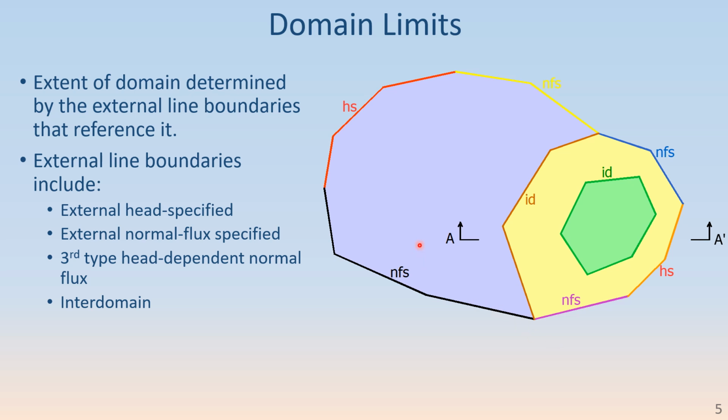So for the purple domain, we have an interdomain boundary between it and the yellow domain here. We have a normal flux specified boundary here, the yellow one, a head specified segment in red, and another normal flux specified segment in black. For the green domain, it has one external line boundary, and that's a closed polygon interdomain that separates it from the yellow, and so on.